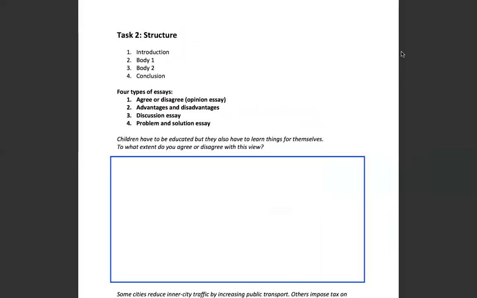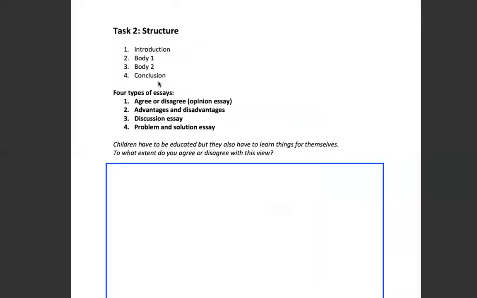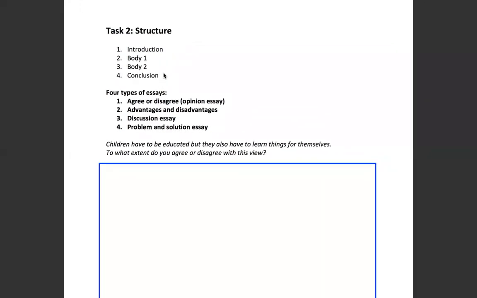So the structure for task 2 is slightly different to task 1. We also have 4 paragraphs. Remember, you don't have to stick to this. This can change a little bit. You could have 5 paragraphs. I wouldn't put less than 4 for task 2 though.